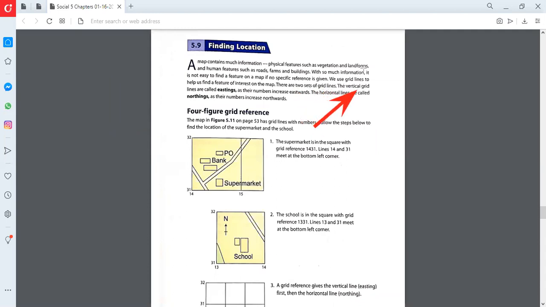Which one is the vertical grid? This is vertical. The arrow is in the vertical position. All these lines in this position are vertical. Vertical lines are called eastings as their number increases eastwards. The horizontal lines are called northings as their numbers increase northwards.